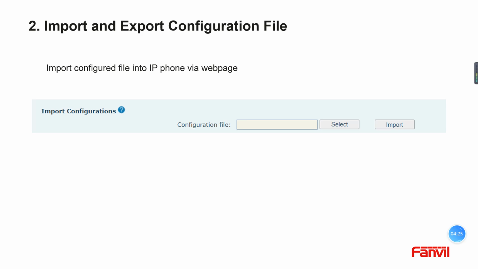Then let's see how to import the configuration file. It's also under the configuration settings. We need to select the configuration file we need, and then click import, and then the configuration file will be imported.